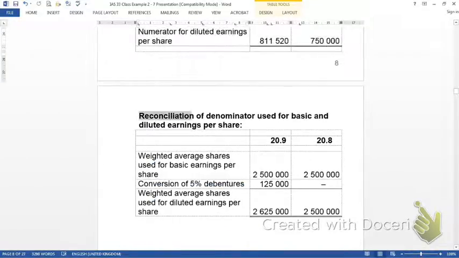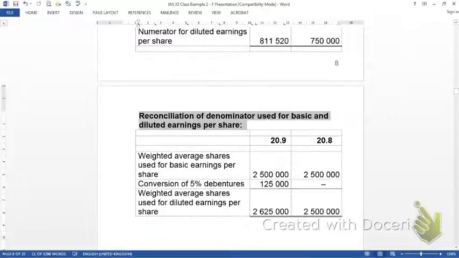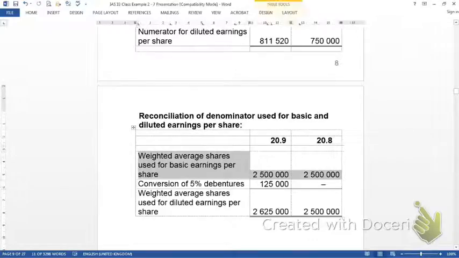And then a reconciliation of the denominator used for the basic and diluted earnings. Again, you start off with the basic earnings, basic one-offs as was calculated in the question. Show the adjustment that you've made, and then get to the final answer to get the diluted weighted average number of shares.